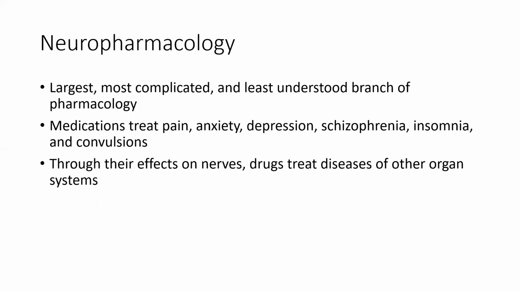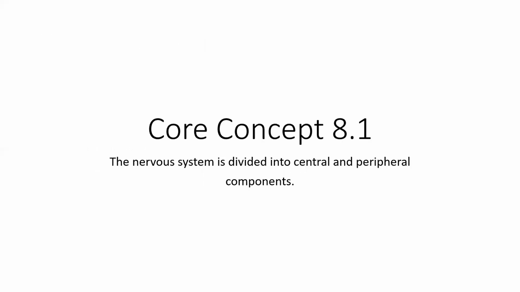The first is neuropharmacology. Neuro means nervous system. Pharma means medicine. Pharmacology is study. The study of the brain or nervous system medicines is this. It is the largest, most complicated, and least understood branch of pharmacology. Medications treat pain, anxiety, depression, schizophrenia, insomnia, and convulsions. Through their effects on the nerves, the drugs treat diseases of other organ systems as well.